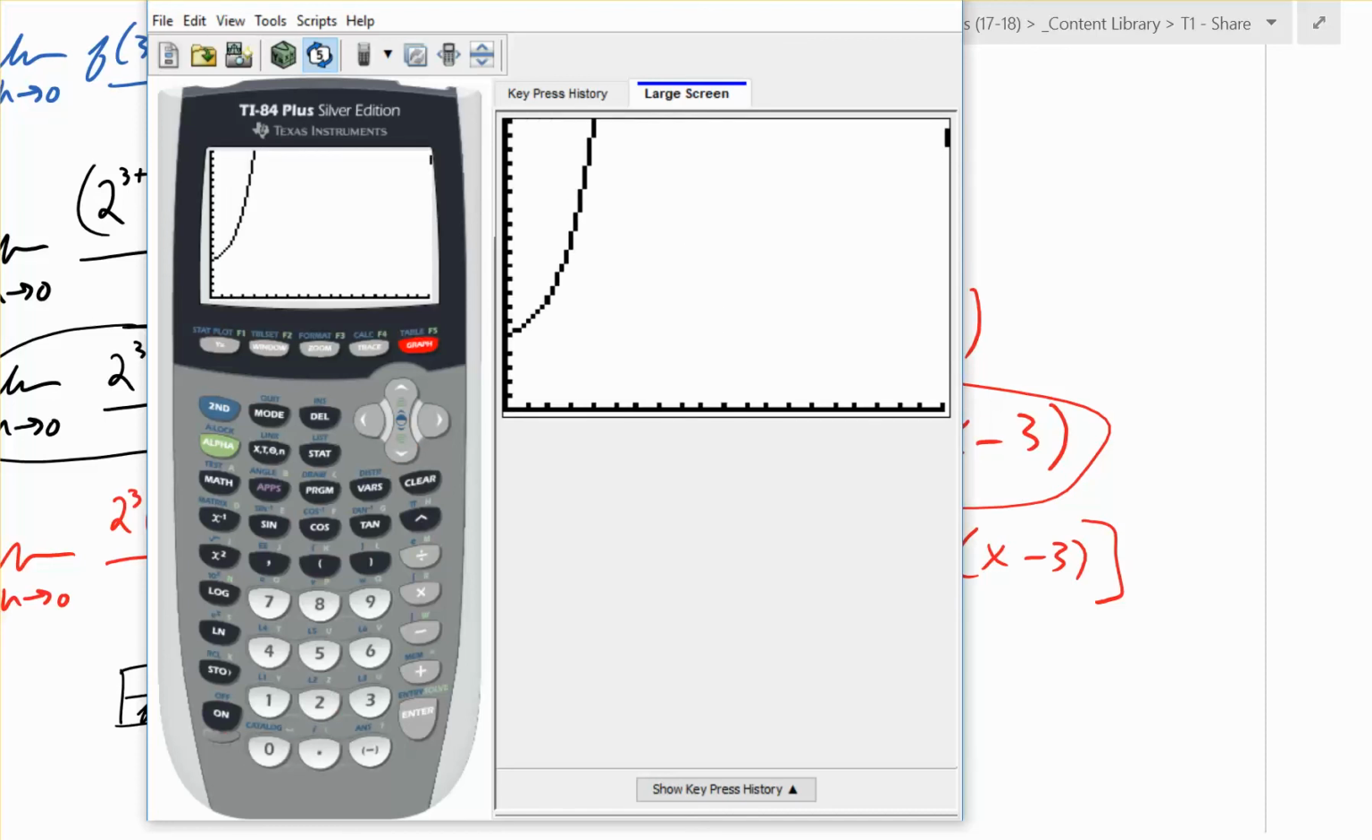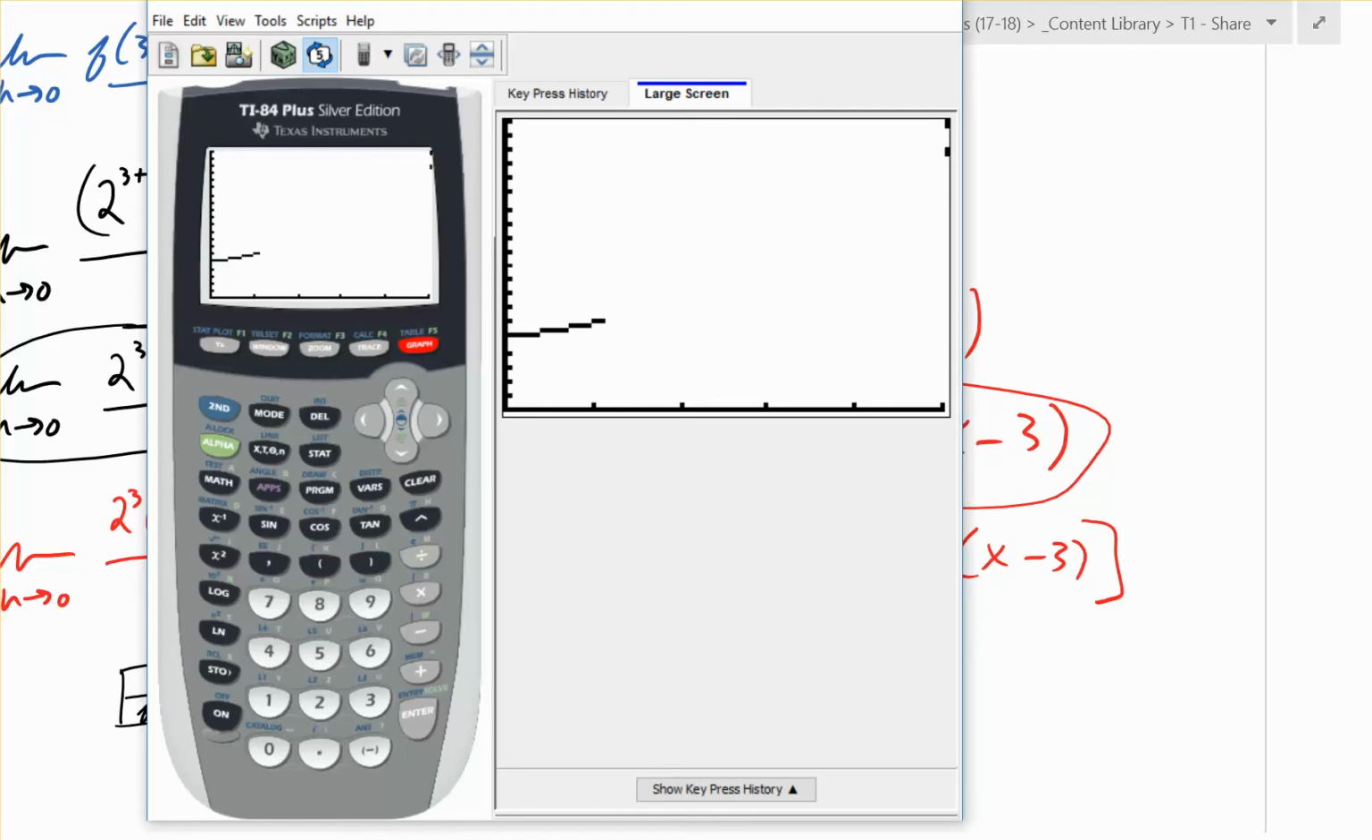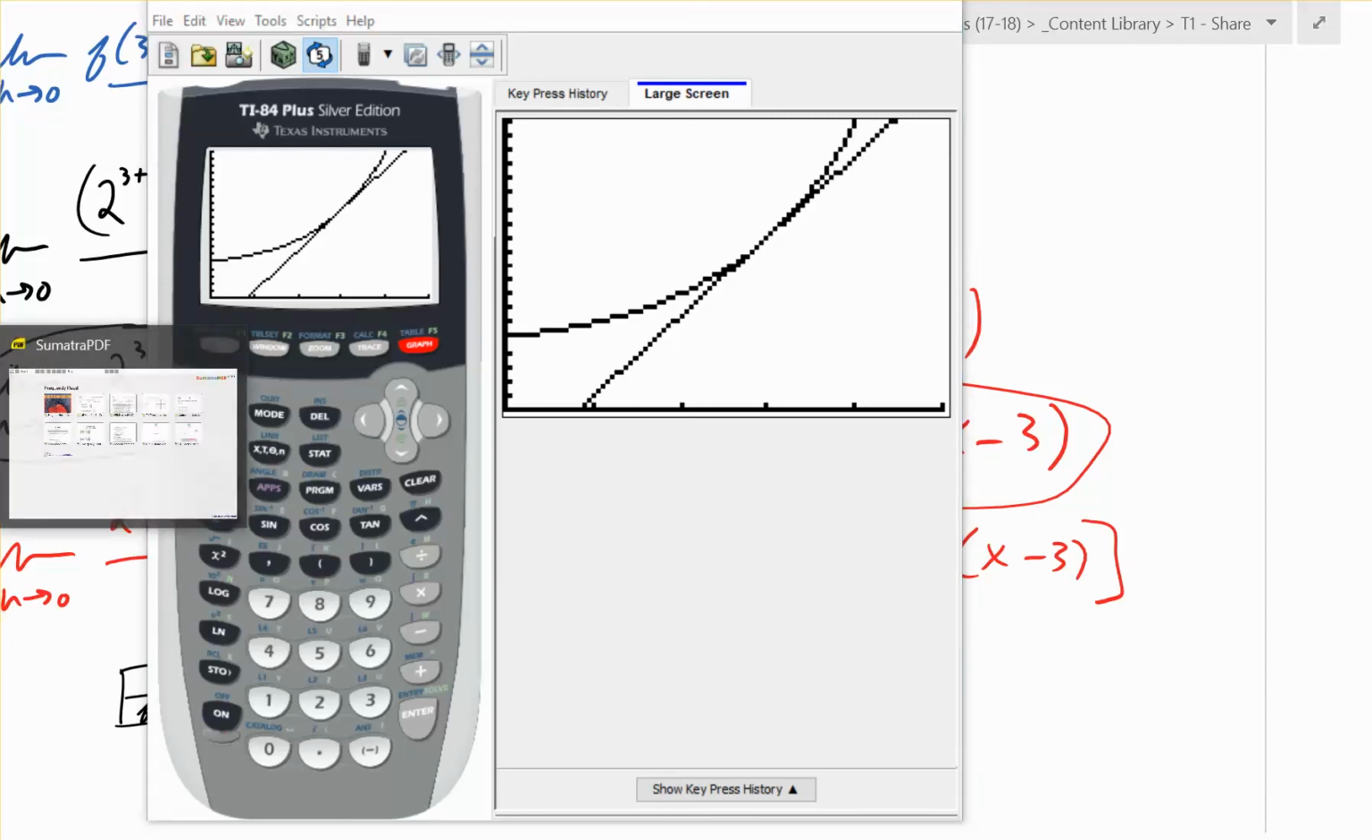Does it look like it's tangent? Well, it should zoom out in a second here. Oh, it does. Let's change the window again. Let's make the x max, I don't know, let's make it 5 just to stretch it out a little bit. So there is 2 to the x plus 4 being graphed. And now we should see our tangent line. And is it touching where we hope it does? Well, it does. It touches right there at that single point.